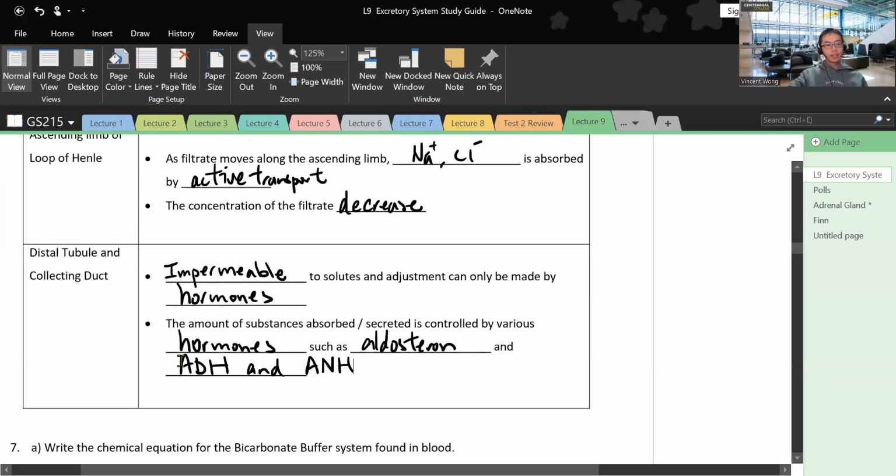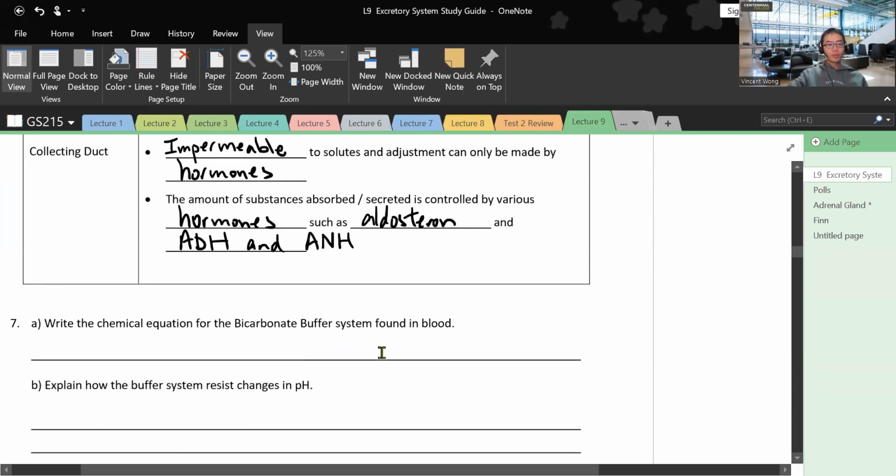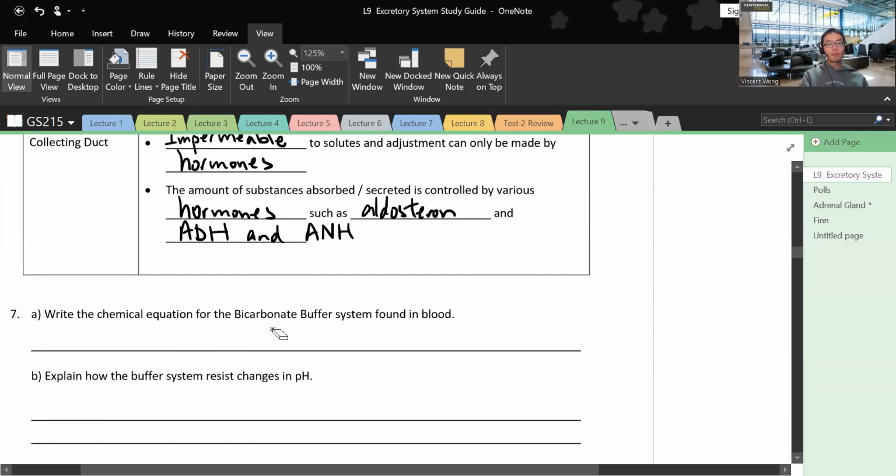All right, let's take a look at this question right here. Write the chemical equation for the bicarbonate buffer system found in blood. I sort of explained that earlier. It is the H2CO3. We put (aq) because it's dissolved in our blood. It's aqueous. And the reaction can go forward or backwards. So the H2CO3 will break down into H+ as well as bicarbonate. You might remember bicarbonate from the digestive system, right? Sodium bicarbonate.